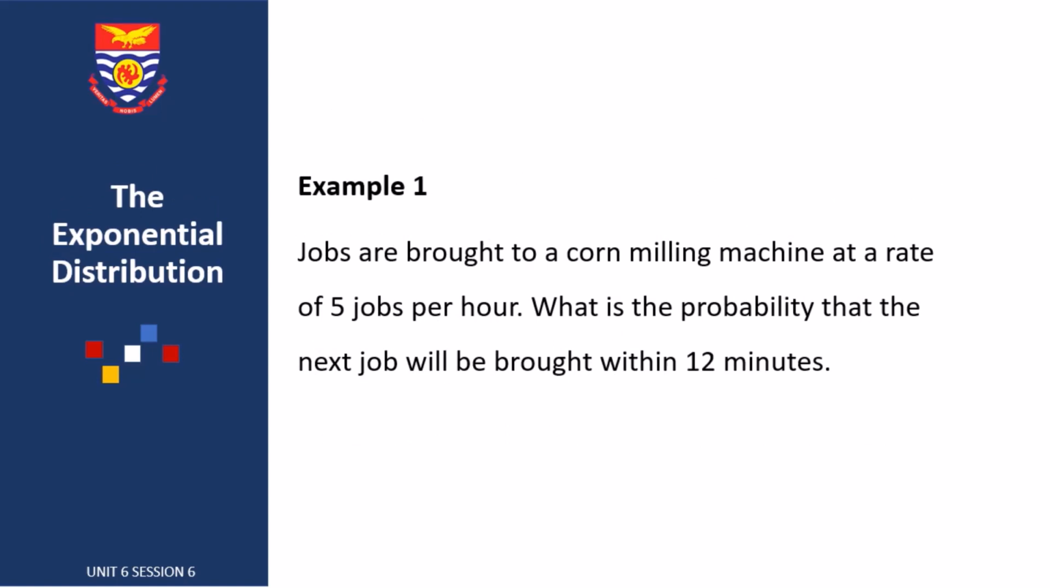Now let's take an example. Jobs are brought to a corn milling machine at the rate of 5 jobs per hour. What is the probability that the job will be brought within 12 minutes? Remember, the jobs are brought at the rate of 5 jobs per hour, and we said lambda is the rate. So let's look at the solution.